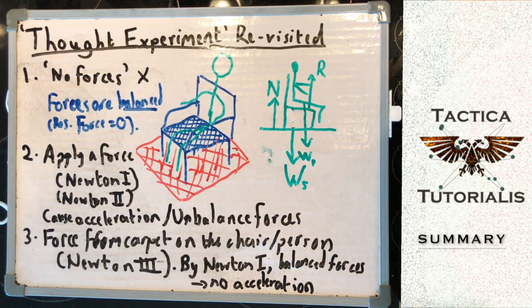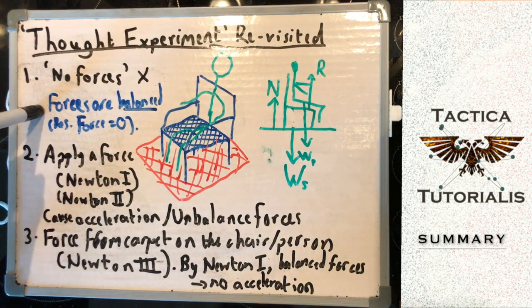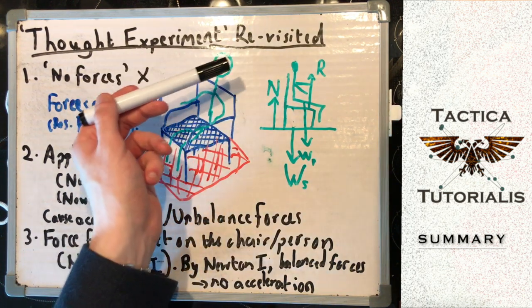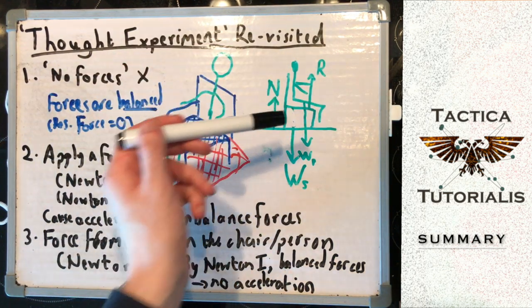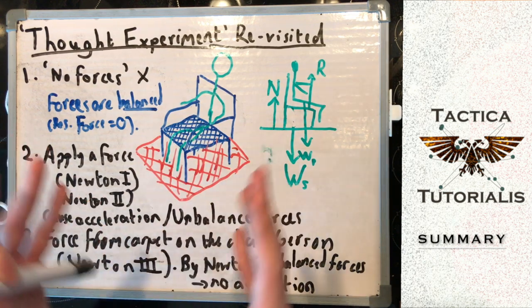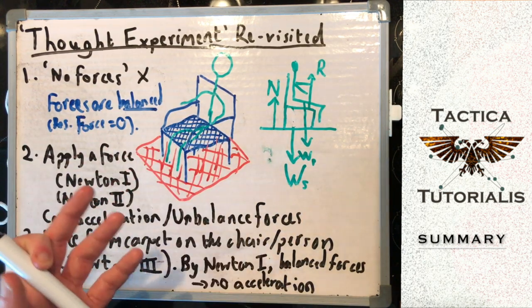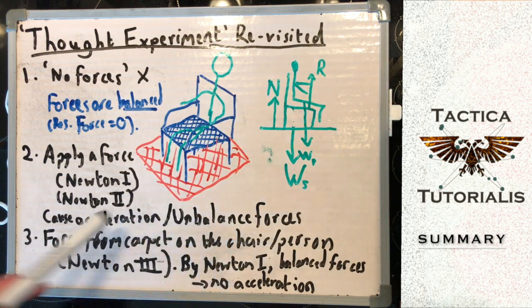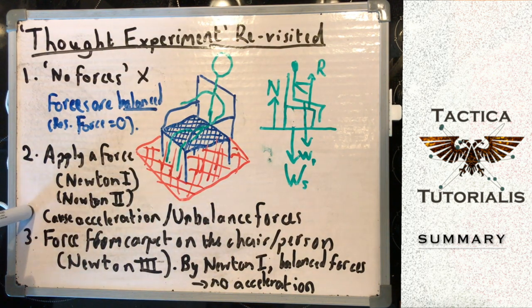So that's the thought experiment in total. The person isn't moving because all of their forces are balanced. There's possibly some sideways forces as they lean on the chair, and there'll be a reaction force horizontally, but we're going to ignore that. Basically, the resultant force on them, their resultant force as a person, is 0. If you want them to move, you need to apply a force. By Newton's first and Newton's second law, you unbalance the forces and cause an acceleration.